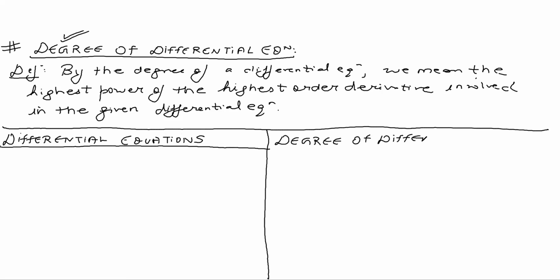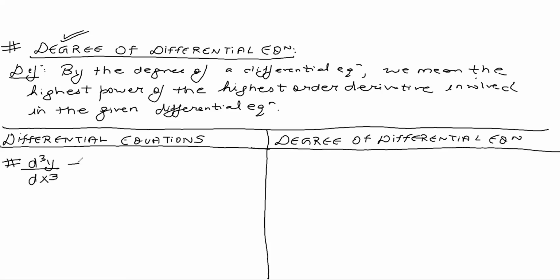Degree of the differential equations. Okay, so you can see the first differential equation is d cube y by dx cube plus 2 times d square y by dx square cos square minus dy by dx plus y equal to 0. Now guys, this is the differential equation given to you. You can clearly see it's a polynomial in the derivative, so that means you can find the degree.